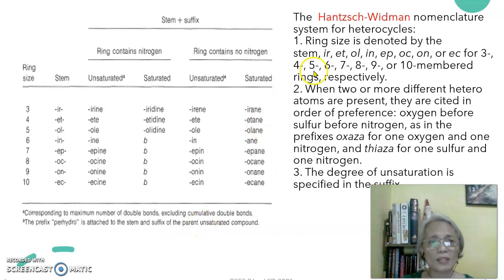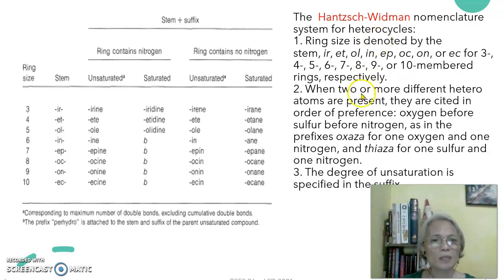So, using the Hantzsch-Widman nomenclature, we read this as Hantzsch, because this name is German. So, ring size is denoted by the stem: irene, et, ol, in, ep, oc, on, or ec for 3 to 10 membered rings respectively. So, we know that the simplest ring size is 3. You cannot form a ring with less than 3, right?